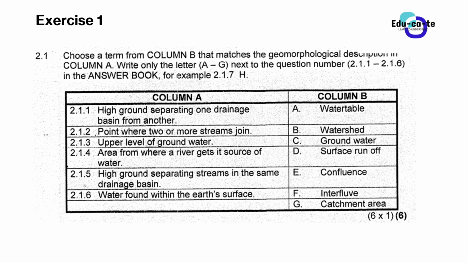Let us answer this question on the river concepts. It says choose a term from column B that matches the geomorphological description in column A. You know the vibes. You just have to choose the correct letter and write that letter next to each number.